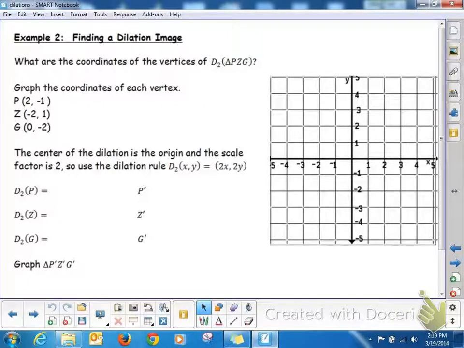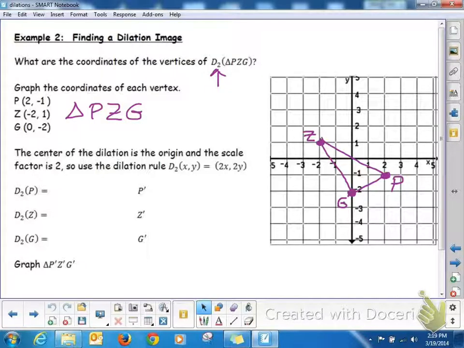What are the coordinates of the vertices of a dilation with a scale factor of 2 of triangle PZG? We're going to find the dilation image knowing the scale factor. So the last example we did, we knew what the image was and we had to find the scale factor. Now we know the scale factor and we're going to find the image. So take a minute and graph the coordinates of the vertex of the pre-image triangle PZG.